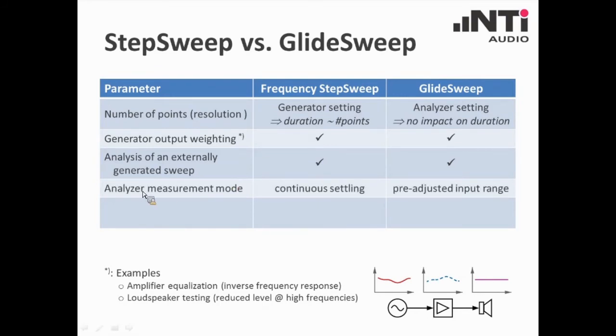When we take a look at the analyzer, the way it measures, we will see a difference because the step sweep continuously settles to the incoming signal and then executes the measurement. Whereas the glide sweep requires a pre-adjustment of the input range. So the sensitivity of the analyzer must be pre-adjusted in order to avoid clipping. And last but not least, if we want to apply a weighting filter, for instance an A weighting filter on the input signal, we can do that with both sweep types, step and glide sweep.